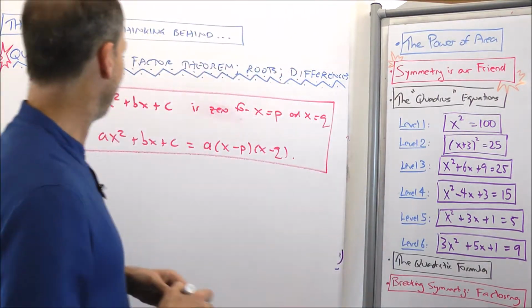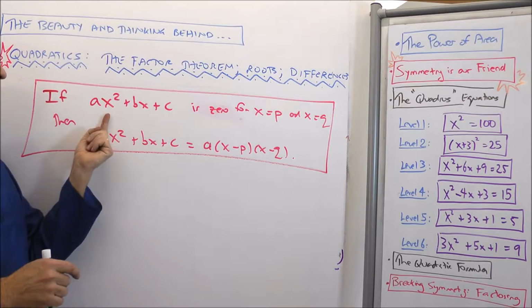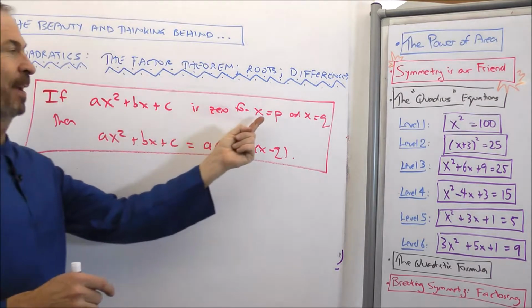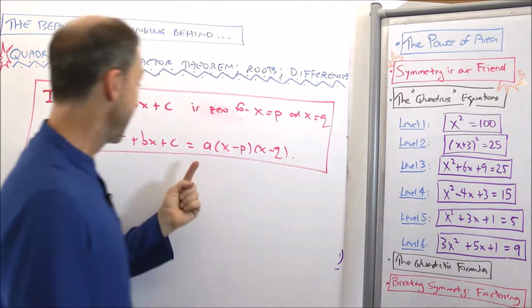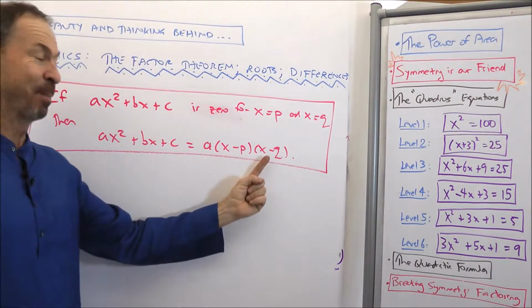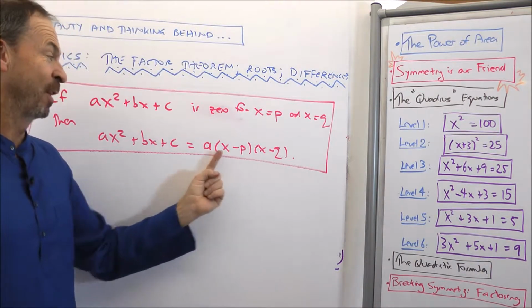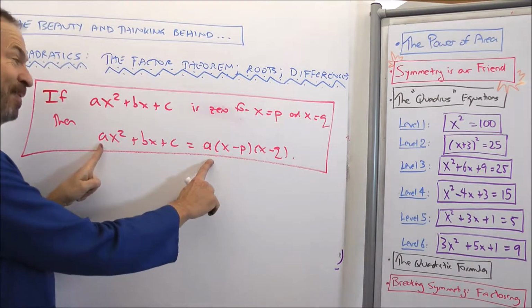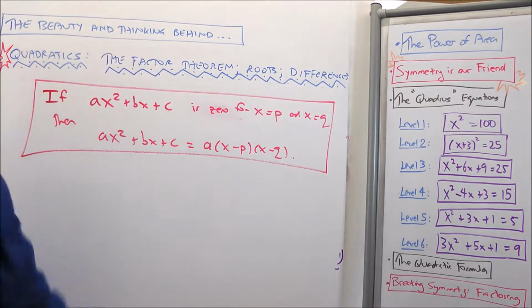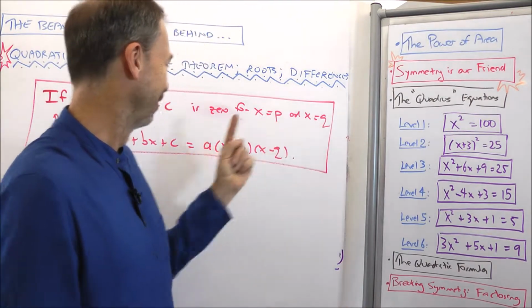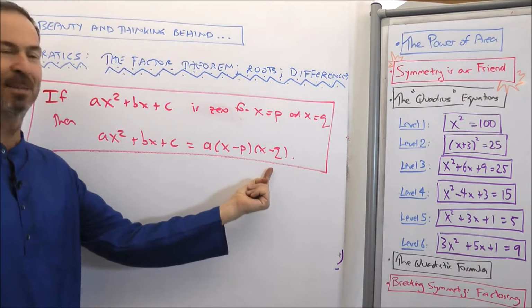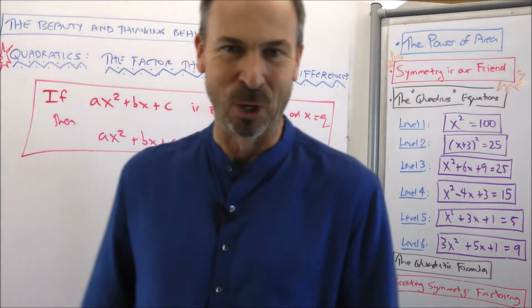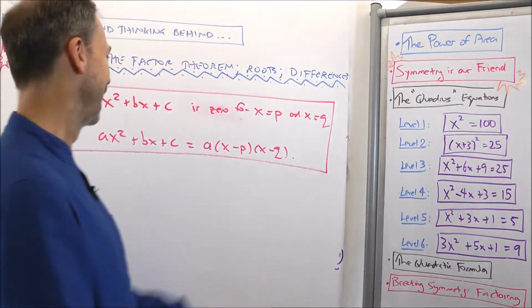Okay, so here's the general result. For a quadratic, if ax squared plus bx plus c is 0 for x equals p and for x equals q, then by the factor theorem we know that x minus p has to be a factor, x minus q has to be a factor, and all that's left over can be a number. That number has to be the number at the front, a. Then we can say, if we've got 2 particular zeros, ax squared plus bx plus c must be a times x minus p times x minus q. That's it. That's the beautiful factor theorem taken to another level.